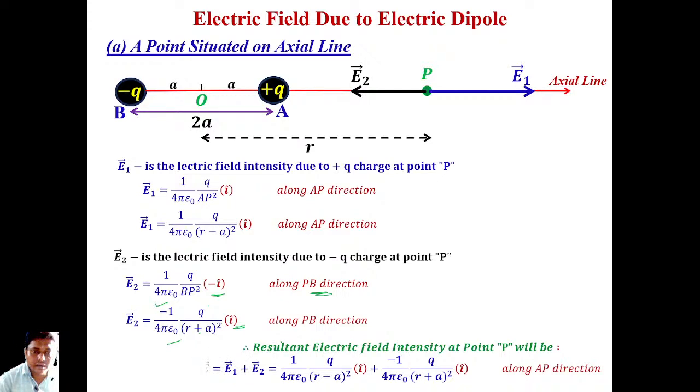The resultant electric field intensity at point P will be how much? We have to add the electric field intensity due to the positive charge at point P and due to the negative charge at point P. That means E1 plus E2.